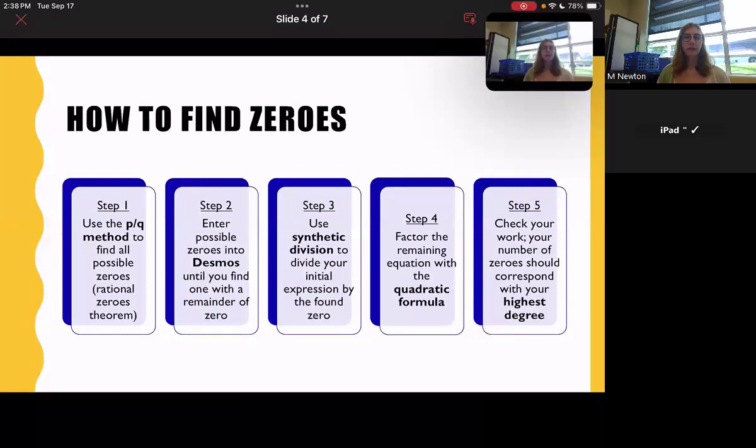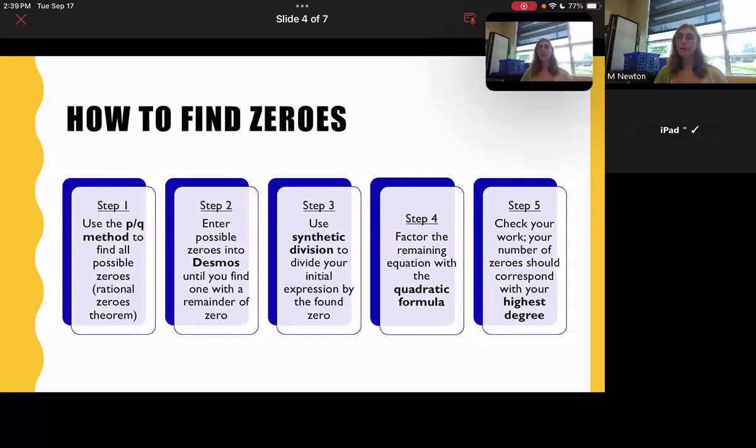So I put in a little step-by-step process to find zeros, and I put in bold the most important parts of each step. First, you're going to use the P over Q method to find all the possible zeros. This is also known as the rational zeros theorem. The next step is to enter all of your possible zeros into Desmos, only the scientific calculator, until you find one that equals 0, in which case we can proceed with step 3, where we're going to use synthetic division to divide the initial expression by the found 0. And then lastly, you factor the remaining equation with the quadratic formula.